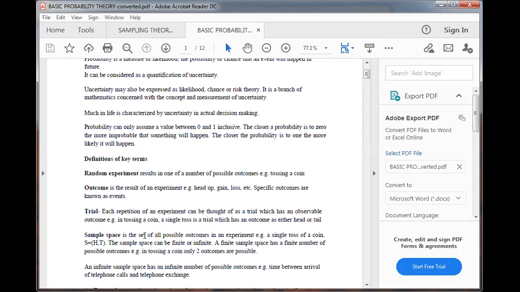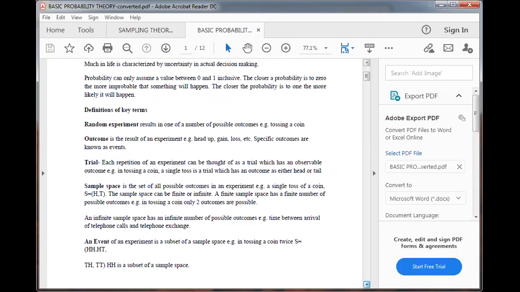If you toss the coin twice, you can either have head and head. That is, the first result is head up, and the second is head up again. It can be head tail, it can be tail head, or it can be tail tail. Those are all the outcomes. There are no other results that you can come up with apart from those four. If you exhaust all the possible outcomes, then you have come up with what we call the sample space.